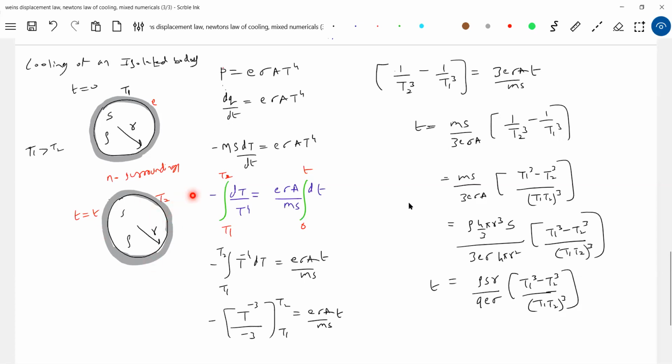Yes, now what happens? It starts giving out more radiation. Like that in industries, I want to cool down an object, so I should take help of these conditions. Getting the idea? So that is the time taken by a body to cool down from temperature T1 to T2.